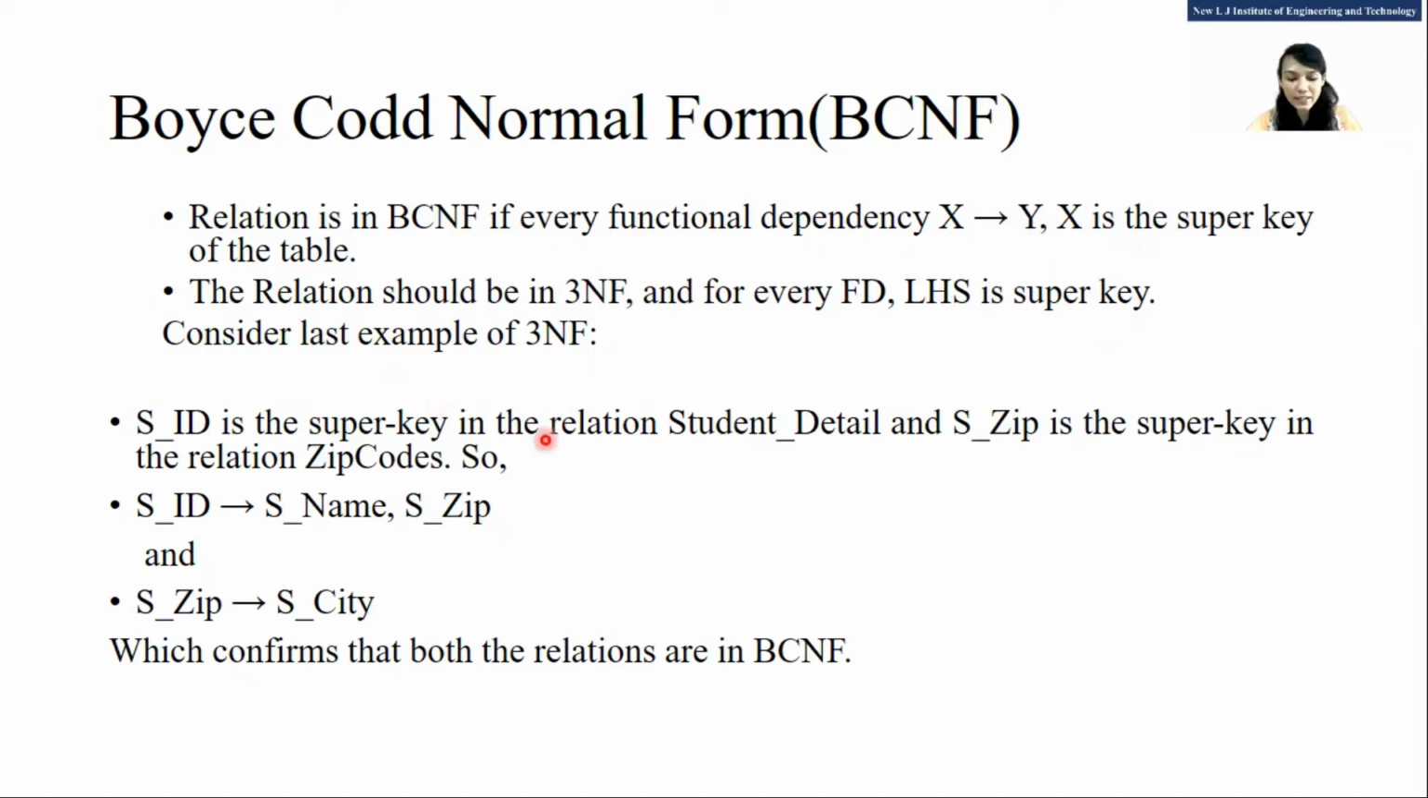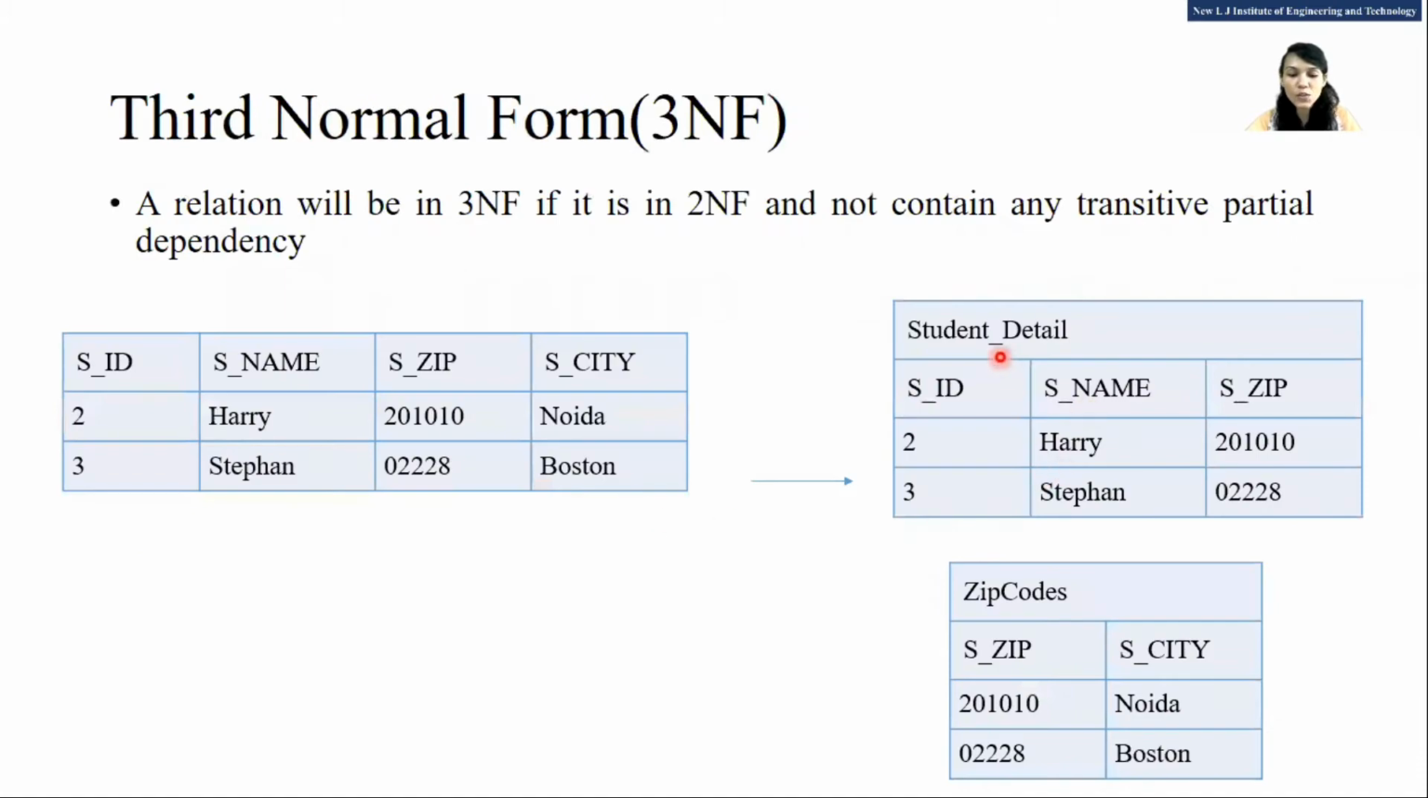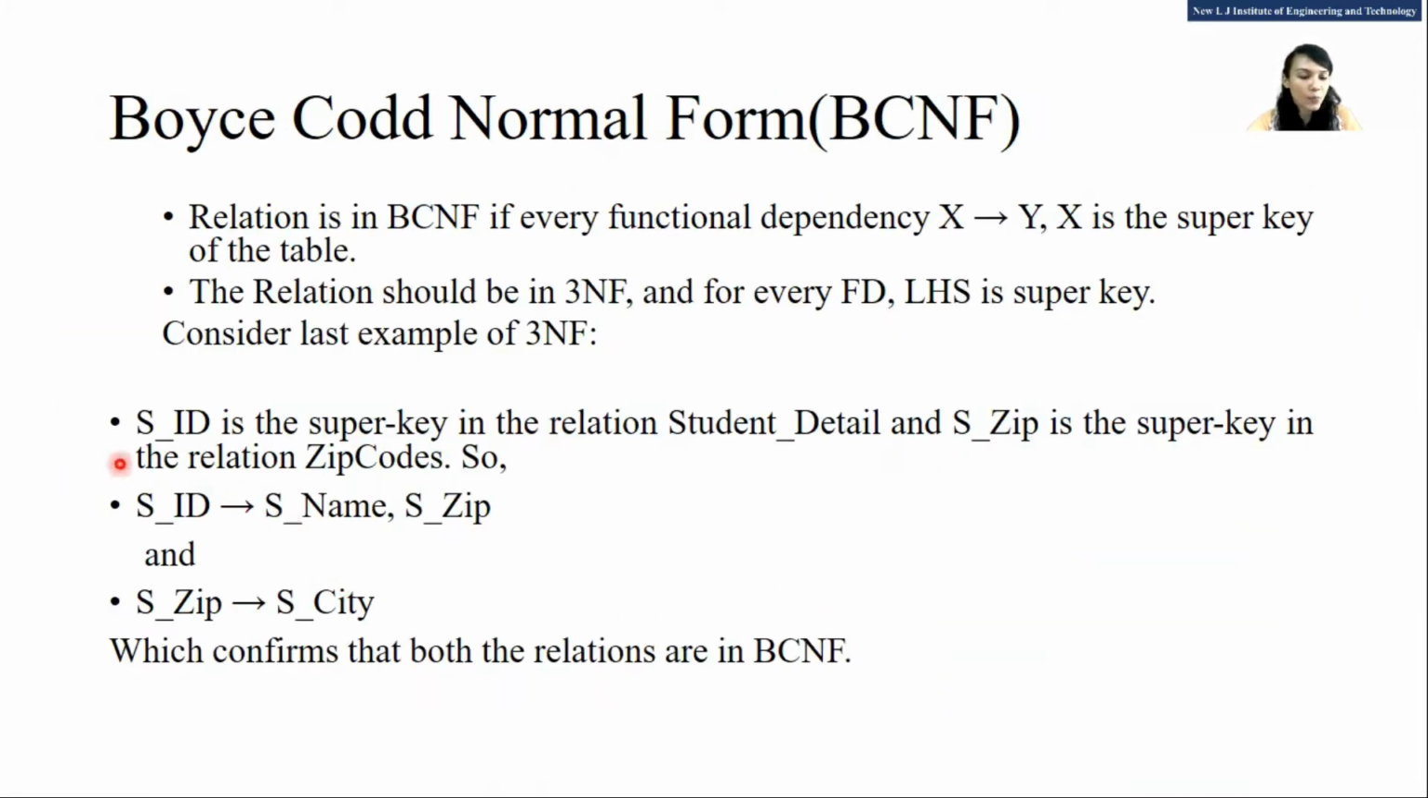So let's consider the last example. In the last example, we had student details and zip codes. We already decomposed this table to reach third NF, and now we are getting these two tables. In these two tables, let's check which attribute is the key attribute. Here we have SID as a key attribute, and here we have zip code as a key attribute. In both tables, we are getting the dependency like this. You can see here that SID is the super key in the relation student details, and SZIP is the super key in the relation zip codes.